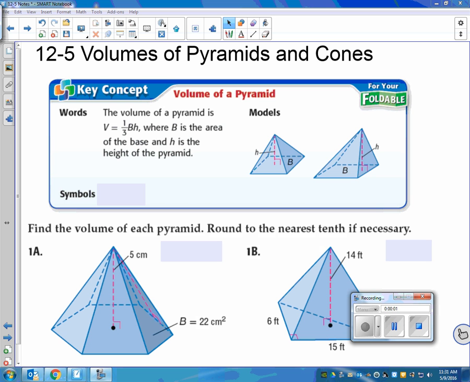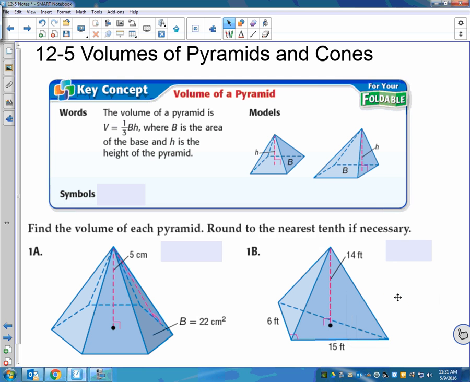I'm not going to spend a ton of time talking about this because we've talked about volume already. This is where we did the M&M thing at the beginning of the year, and we had to figure out how many pyramids it took to fill up the prism, and it was kind of hard because the thing kept expanding. But it turned out it took 3 pyramids to fill up 1 prism, and that's where this formula comes from: the volume of a pyramid is 1/3 the volume of a prism with the same base.